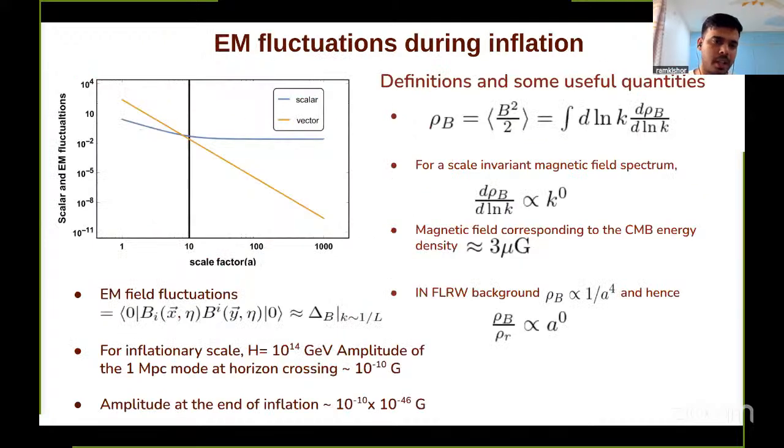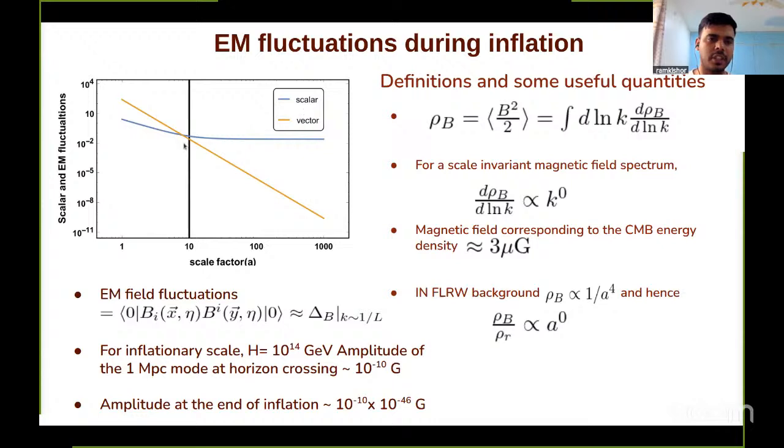So basically, don't take the numbers on this figure seriously, they are just for illustrative purposes. On the x-axis, I have some scale factor, which just gives you a direction of time, and on the y-axis, I have plotted scalar electromagnetic fluctuations for a particular scale, which crosses the horizon during this time.